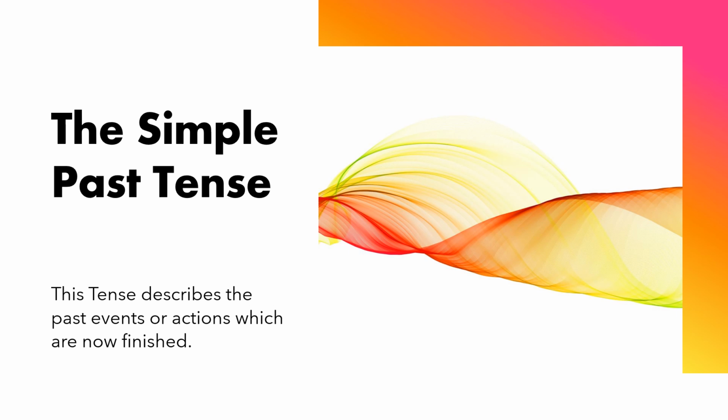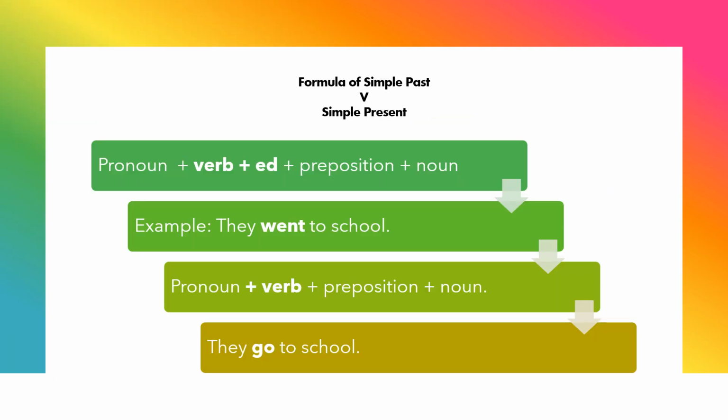So let's have a look at the next slide. Okay, so let's have a look at the formula of simple past versus the simple present. So in the simple past then, you have a pronoun plus verb with ed plus preposition plus noun. So example, they went to school. So they is a pronoun, went is a past verb for go, to is a preposition, and noun is the school.